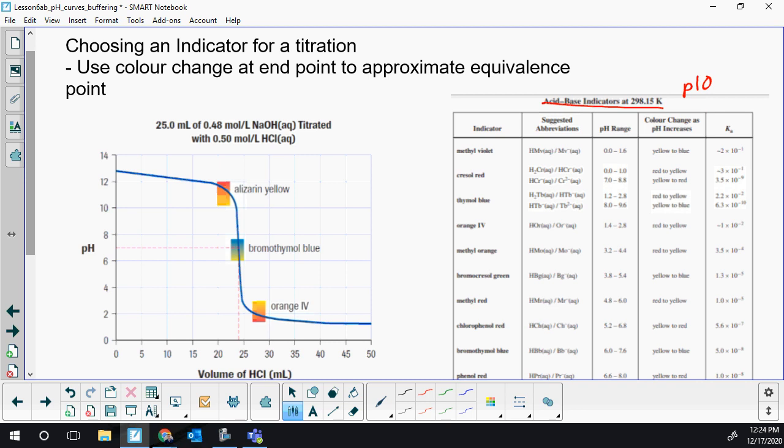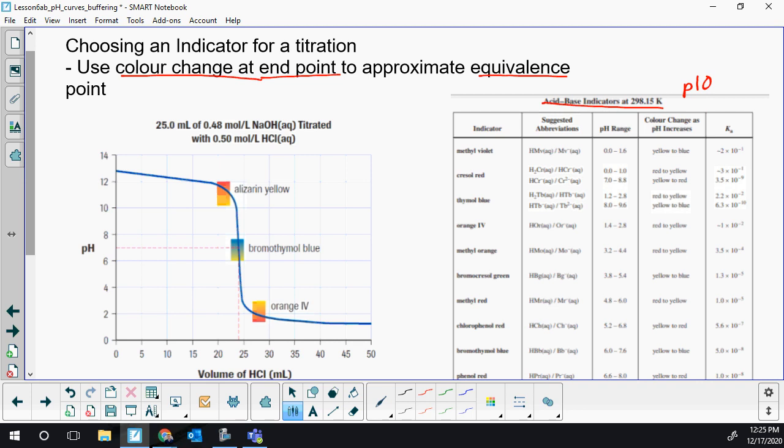Now, the theory in terms of how do we decide what indicator to use is we need to use an indicator that has a color change at the endpoint, okay, that's very close to our equivalence point. Okay? They don't have to be exactly the same, okay? But we need the color change. If the color change happens at a pH of 9, we need the equivalence point to be close to 9. Okay, within a unit or so. Okay? So when I say close, I don't mean the decimal point. I'm largely referring to the number in the ones position.